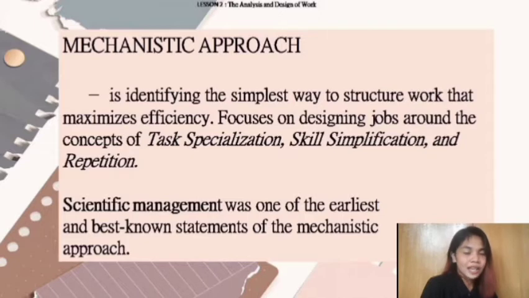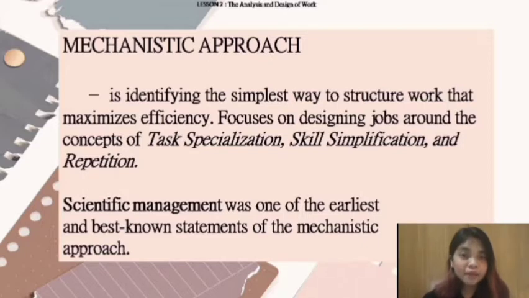There was one of the best known statements of this mechanistic approach. It is called scientific management. Scientific management identifies the one best way to perform the job. The workers should be selected based on their ability to do the job and they will be trained. These chosen and trained workers should be offered monetary incentives to motivate them to work at their highest capacity.